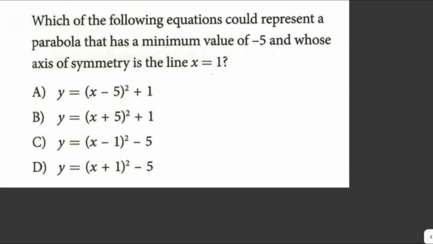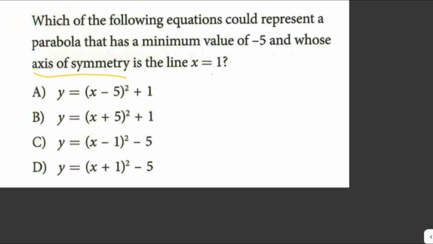Which of the following equations could represent a parabola that has a minimum value of -5 and whose axis of symmetry is the line x equals 1? We're given here the minimum value of -5, which is also the y-coordinate of its vertex. And then the axis of symmetry also passes through the vertex.